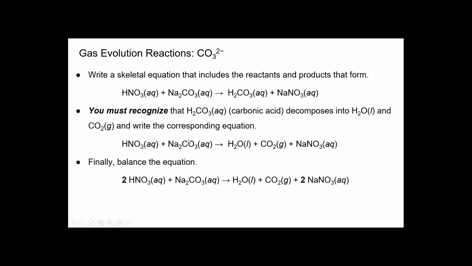Again, not stable, and it produces water and CO2. So you break this up into this. This would be the final equation of a gas evolution reaction, not the carbonic acid and sodium nitrate. Then you balance it out. So you may get this, and if you get this, that's your indicator that something's not right. You have to break it up, and then you balance it out as a normal equation.